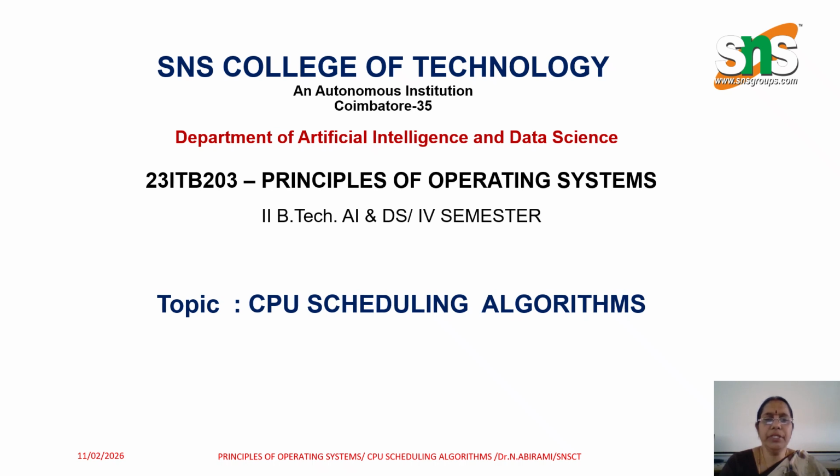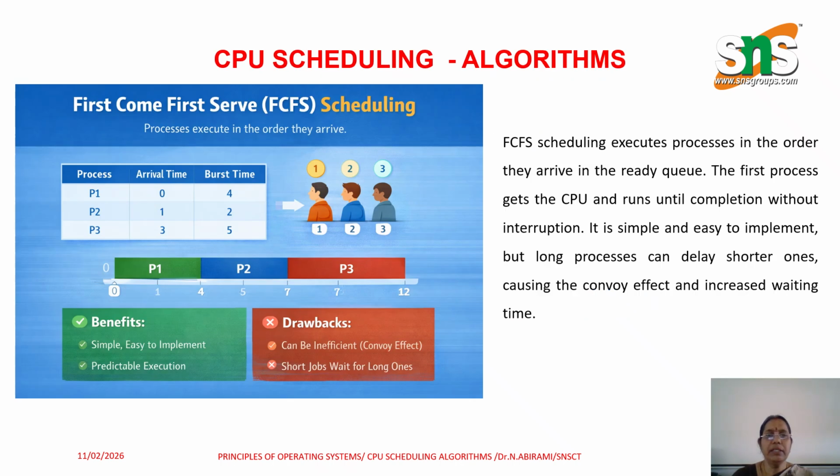Here, we are going to discuss in short the non-preemptive scheduling algorithms first come first serve, shortest job first, and the preemptive scheduling algorithms round robin and priority scheduling. Let us see the various scheduling algorithms.